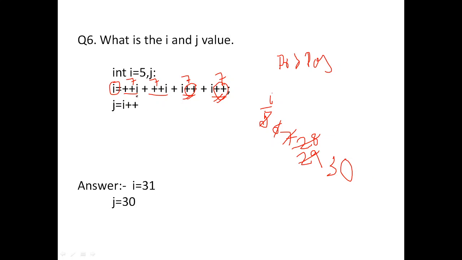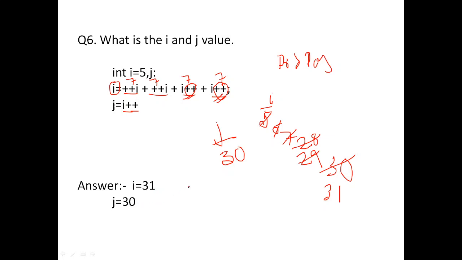So now 30 will be assigned here. First j is there and i is there. This is the postfix increment. In postfix increment, first the assignment will take place and then the increment. So first the i value is assigned to j, that is, 30 will be assigned to j. After this, the i value will be incremented, so i is incremented to 31. So our i value is 31 and j value is 30.